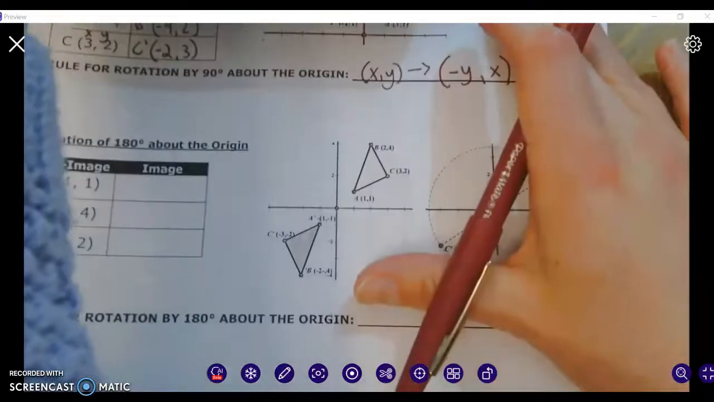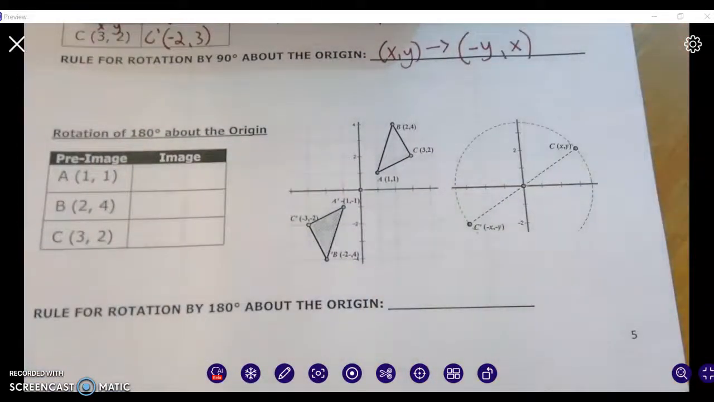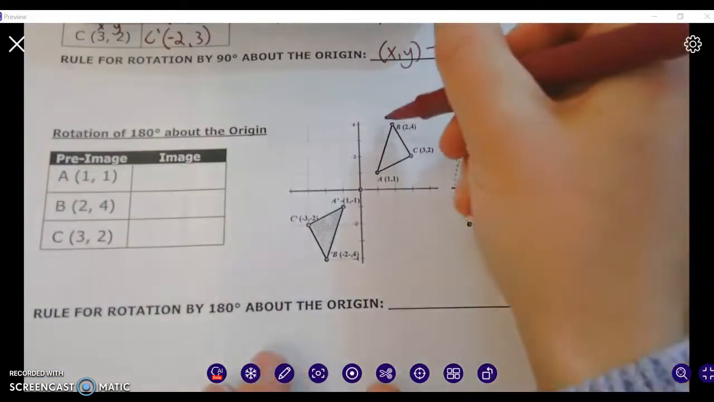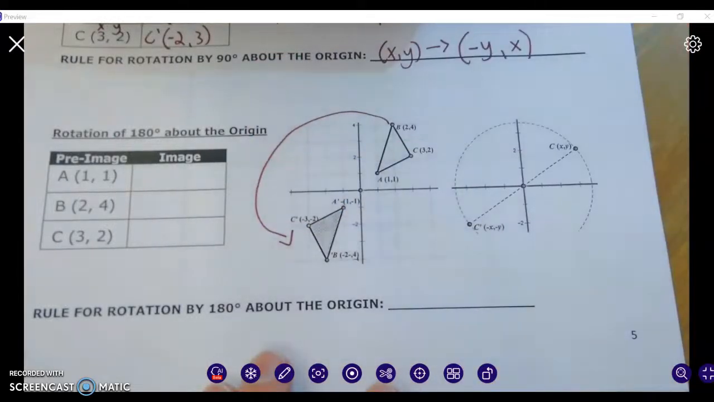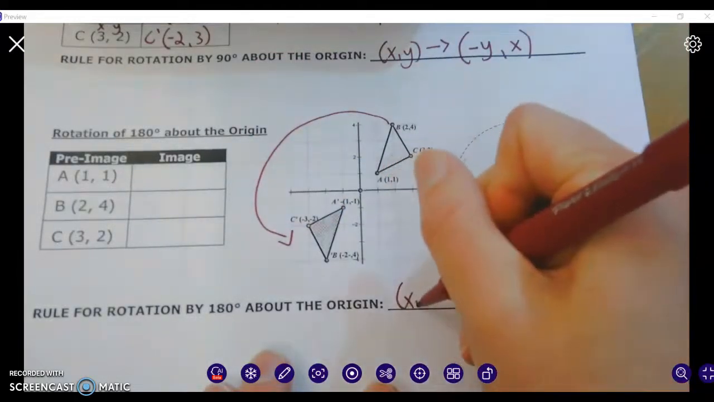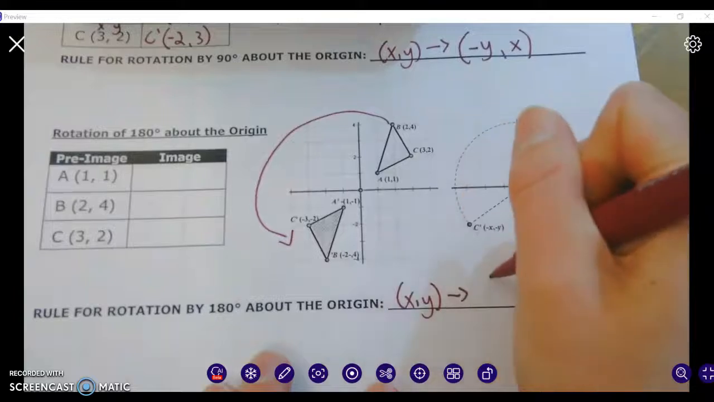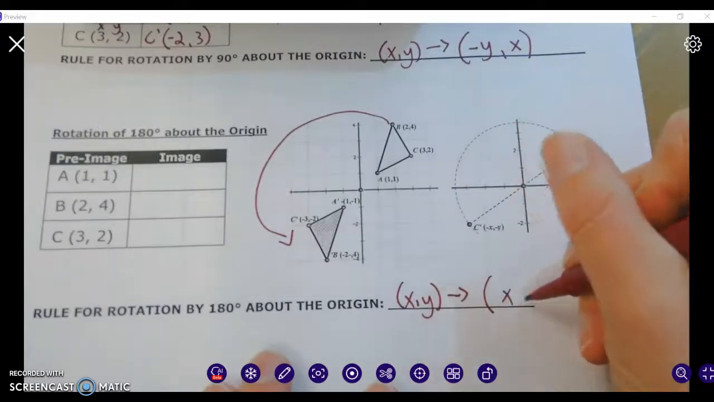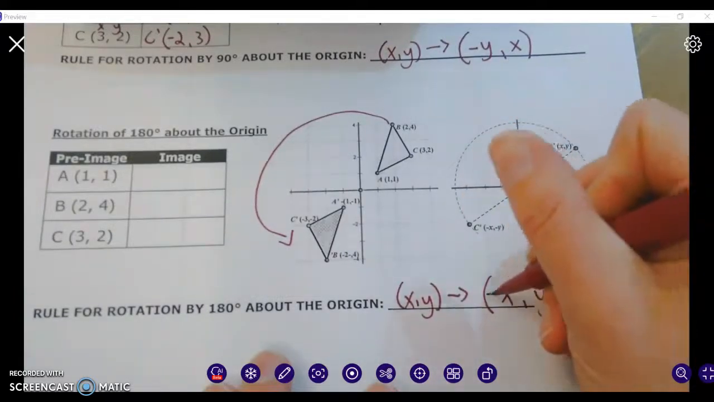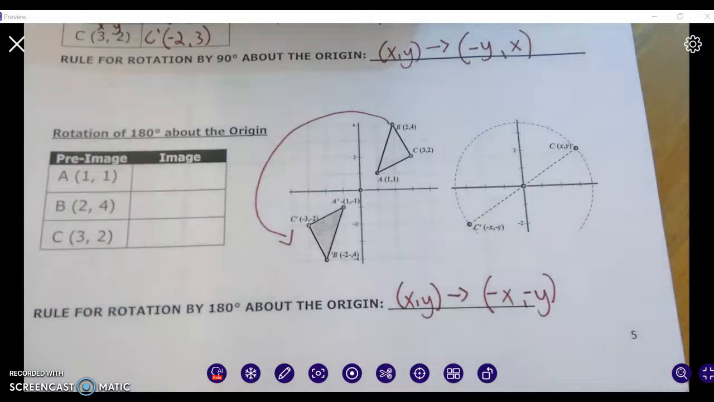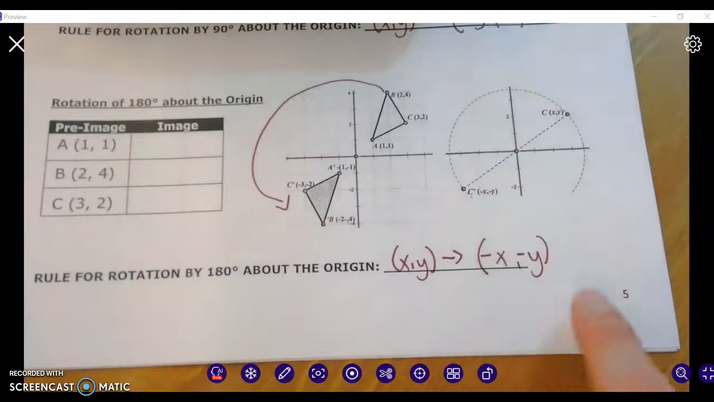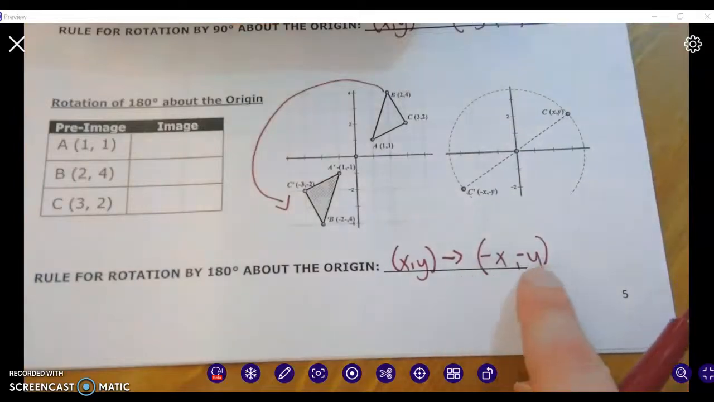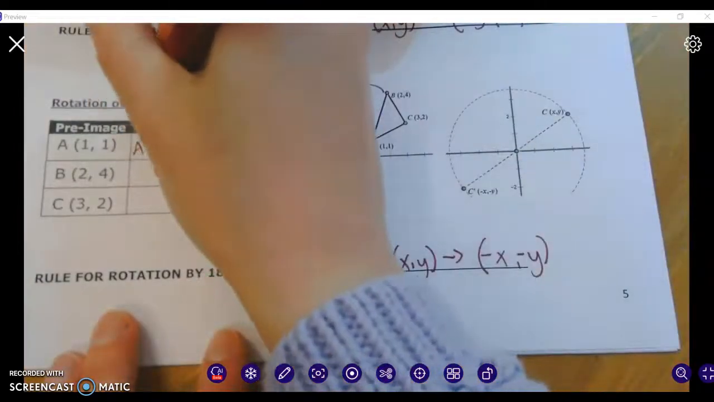Okay, to perform a rotation that is 180 degrees, that means it's going to move 2 positions around the graph. The rule looks like this. This time we have x, y, but both numbers will become the opposite sign. The numbers are going to stay in the same spot, but we're going to add a negative sign to the front of both.